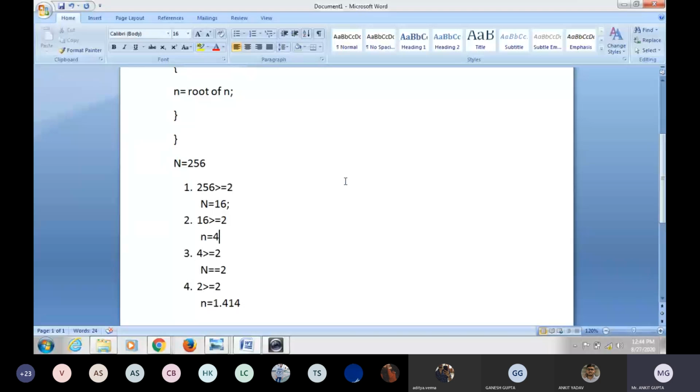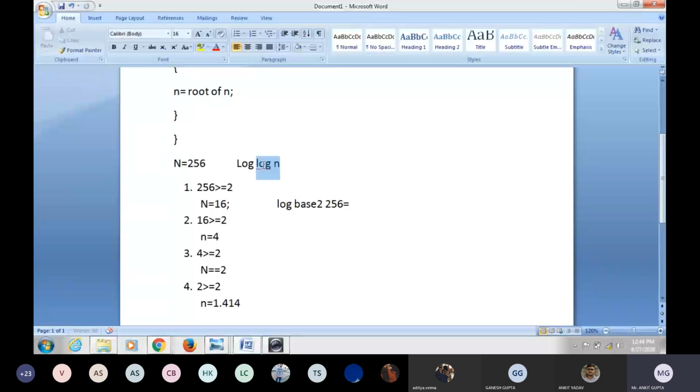So if suppose I write log base 2 of n, and suppose I take the value of n as 256, so log base 2 of 256. What's the value? First I will solve this, and then later I will solve this again. So log base 2 of 256, what's the value of that? Tell me.